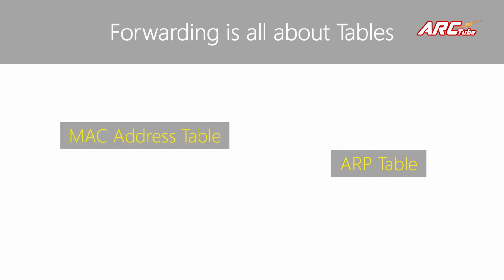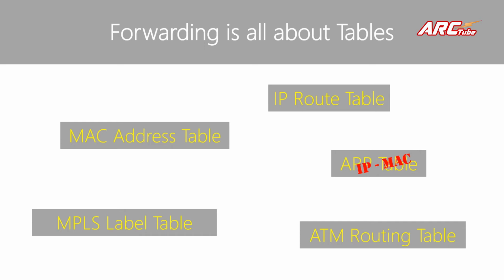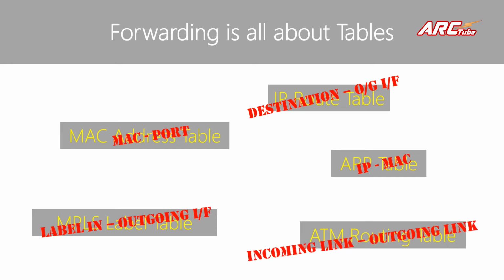For example, take the ARP table in your computer, or the MAC address table in a switch, or the IP router table in a router, or the MPLS label table in an MPLS switch, or even an ATM routing table in an ATM switch. In all these places, you get a table. For example, you get IP to MAC mapping in an ARP table, MAC address to port mapping in a MAC address table, destination IP to outgoing interface mapping in a routing table, incoming label to outgoing interface mapping in an MPLS switch, and incoming link to outgoing link mapping in an ATM switch. Similarly, we need a table in the SDN network device.